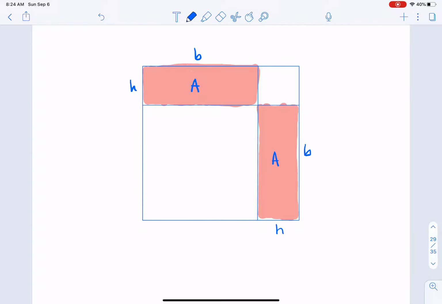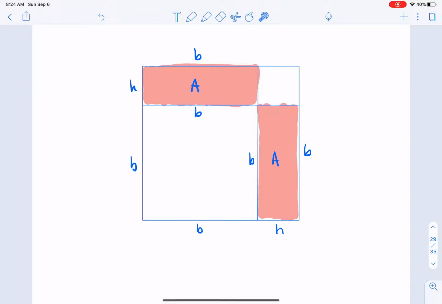So I'm just going to put B's everywhere. There's a B there, and there's a B there. And then likewise, this length of B right here is the same as that one, which is the same as this one down here, okay? So this one's a B, and this one is also a B, which turns this beautiful thing into a square.